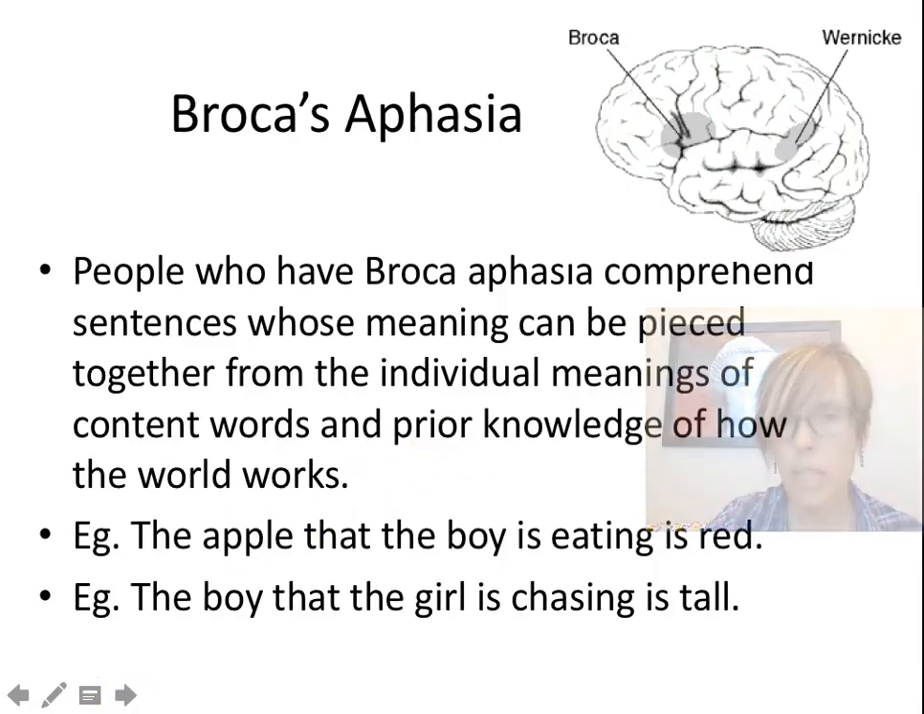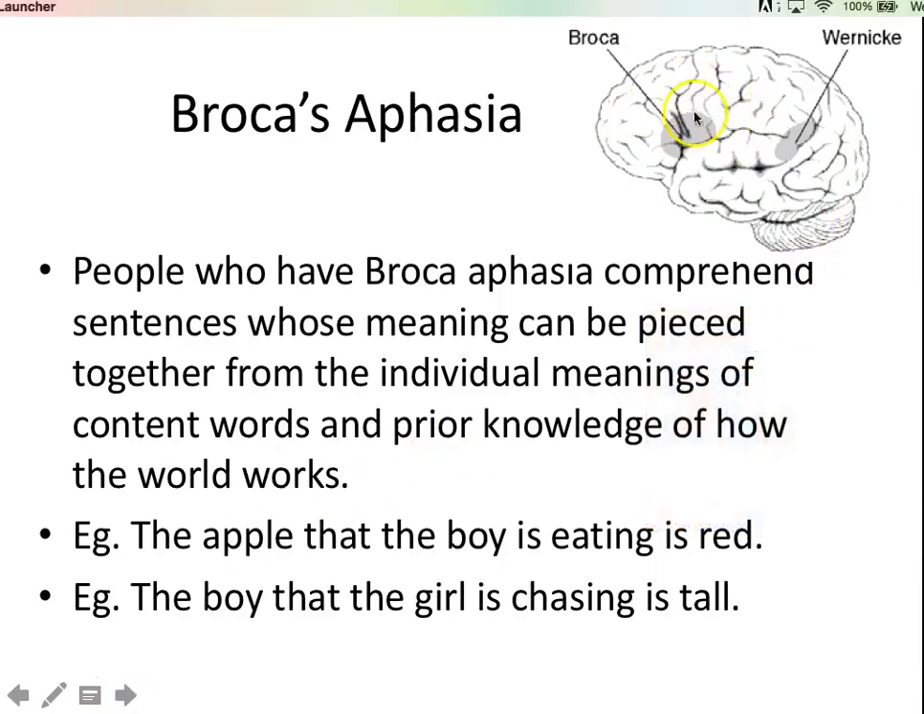Okay. So, kind of hide me again. So you can see Broca's area here, and then Wernicke's area in the back. So people who have Broca's aphasia, so damage to Broca's area, and a lot of this is going to depend on the extent of the damage. Okay, so if you have slight damage, the deficits will be less. If you have major damage, the deficits will be greater, right? I think that's pretty obvious.